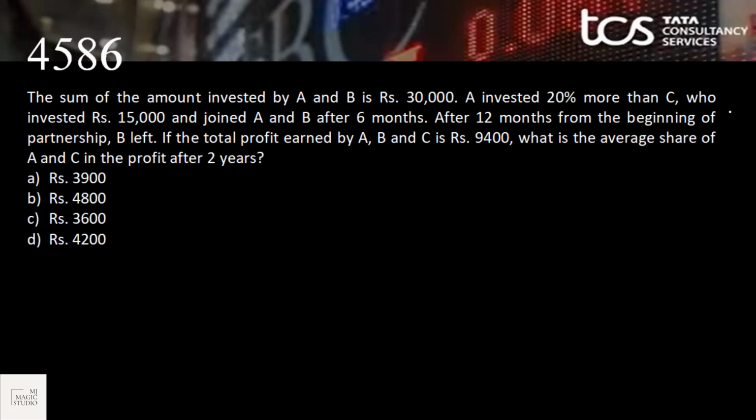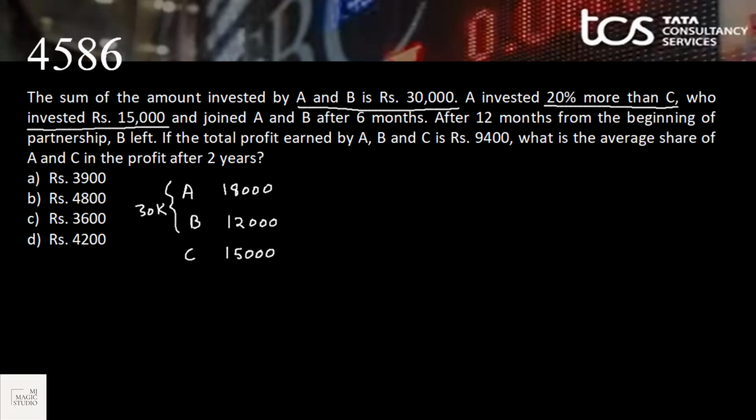Okay, on to the next one. Pause the session if you haven't solved it yet. The sum of the amount invested by A and B is 30,000. A plus B is 30,000. A invested 20% more than C, who invested 15,000. 20% of 15,000 is 3,000. That means A has invested 15 plus 3, 18,000. A plus B is equal to 30,000, and 30 minus 18 is 12. So the investment of B is 12,000.